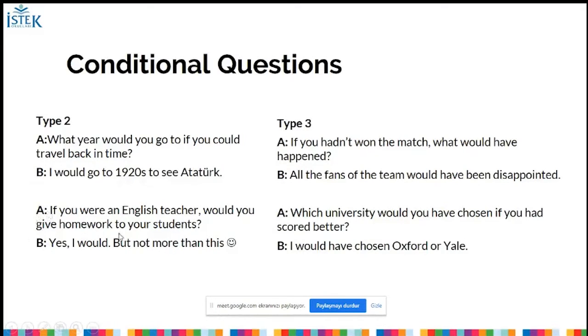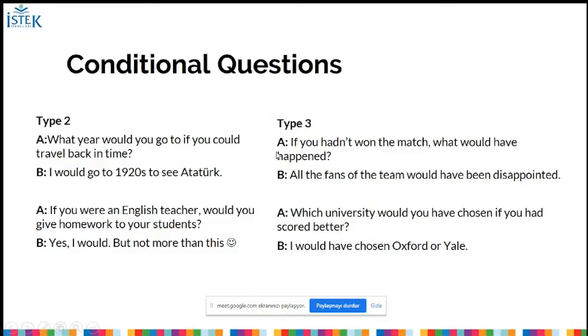In the second dialogue, we can see if you were an English teacher, again with the if conditional part, we use past simple. Would you give homework to your students? Would plus infinitive. If you were an English teacher, would you give homework to your students? Yes, I would, says B. But not more than this.